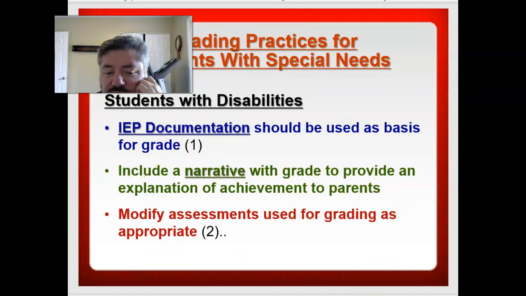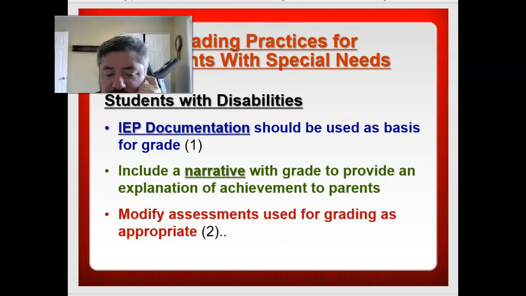That's really what you're going to have to do, because every year this IEP gets reauthorized, so they'll have new goals. If you provide a good narrative, it just really helps in the next year's development of the IEP. All right. And then last, modify assessments used for grading anytime it's appropriate.